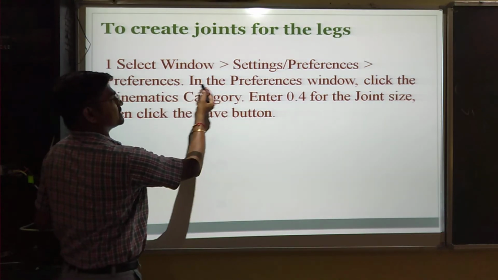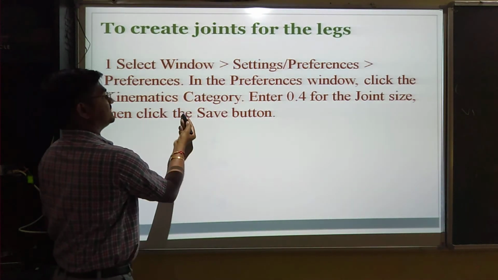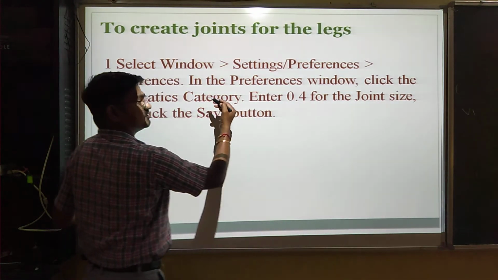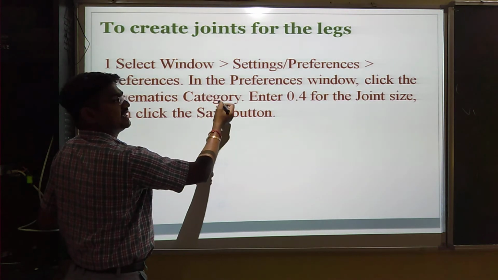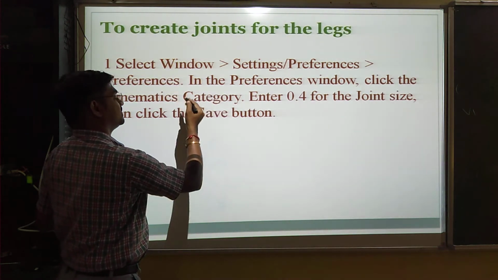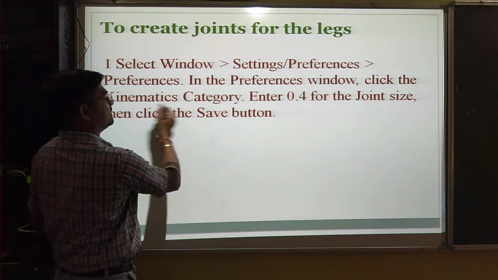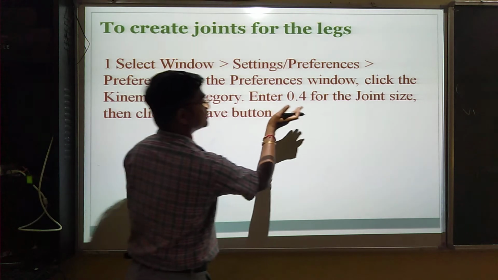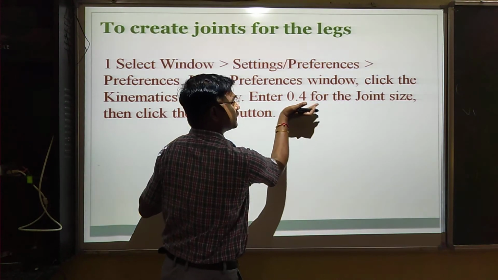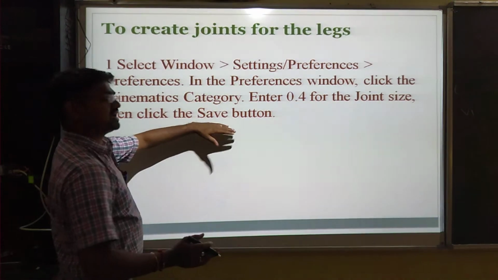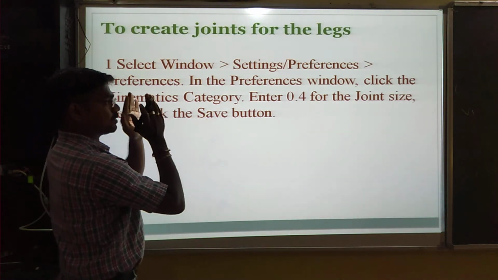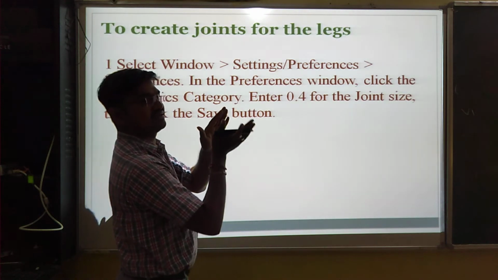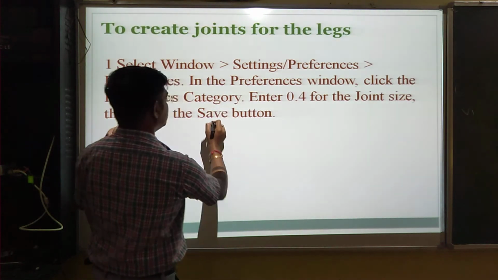Then in the Preferences window, click the Kinematics category. There you have forward kinematics and inverse kinematics. Then, what is the joint size? Set the joint size to 0.4 for the joints. Then click the Save button. So the joint size is 0.4, then save.